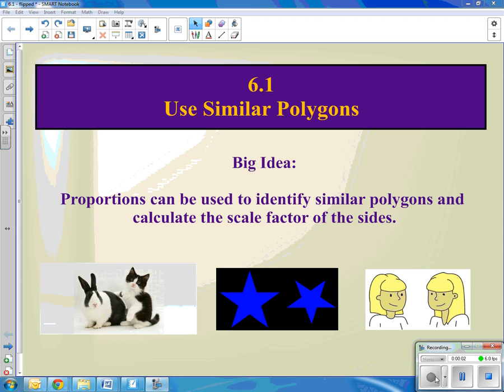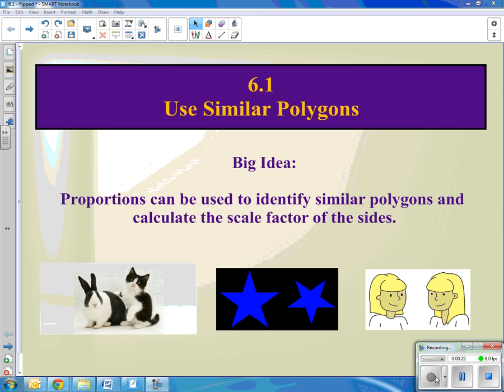Welcome everyone. We're going to do section 6.1 today, which is use similar polygons. This is part of our chapter 6, which is on similarity. The big idea for this section is how proportions can be used to identify similar polygons, and also how to calculate what's called the scale factor of the sides.